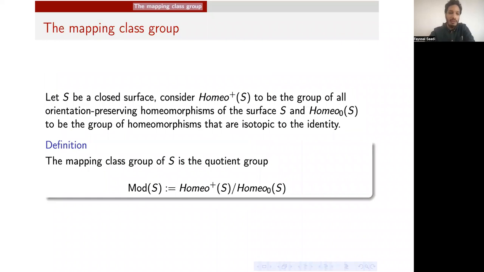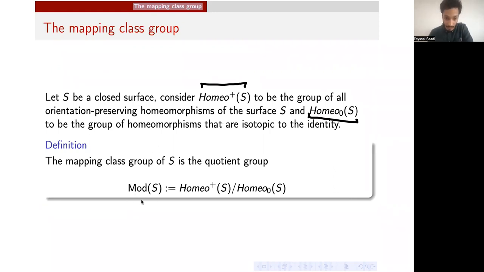So let's consider S to be a closed surface. In all the talk, S will be a closed surface, and we consider the group of all homeomorphisms of S that preserve the orientation. This will be the group we'll denote by Homeo+(S). And we'll take the group of all homeomorphisms that are isotopic to the identity, and we'll denote it by Homeo_0(S). And then the mapping class group will be just the quotient group.